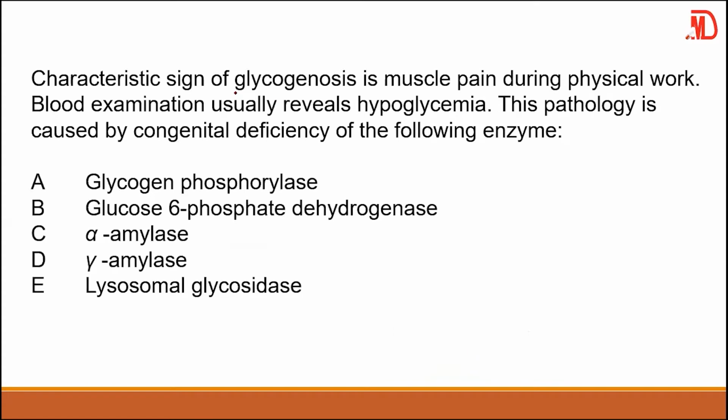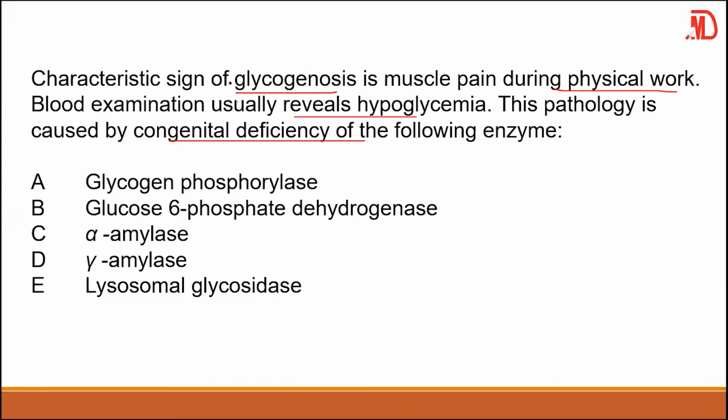Characteristic sign of glycogenosis. Again, you know this question already. Muscle pain during physical work. Blood examination usually reveals hypoglycemia. Hypoglycemia means not enough glucose. This pathology is caused by the congenital deficiency of the following enzyme.